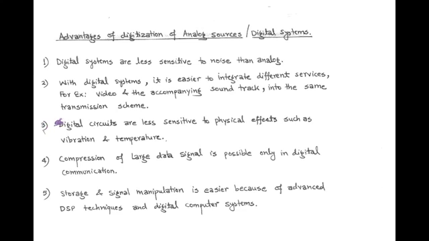According to the third point, digital circuits or systems are less sensitive to physical effects such as vibration and temperature. Fourth one is, compression of large data signals is possible only in digital communication. And the last one is, because of advanced digital signal processing techniques, storage and manipulation of digital signals become easier. So these are the advantages of using digital systems.